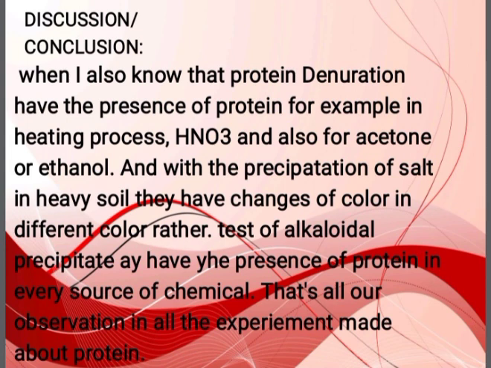Lastly, discussion and conclusion. I also know that protein denaturation shows the presence of protein, for example in the heating process, H2O3, and also acetone or ethanol, and the precipitation of salt of heavy metals, they have changes of color in different colors. Test of alkaloidal precipitate shows the presence of protein in every source of chemical. That's all my observations and conclusions in all the experiments made about the protein.